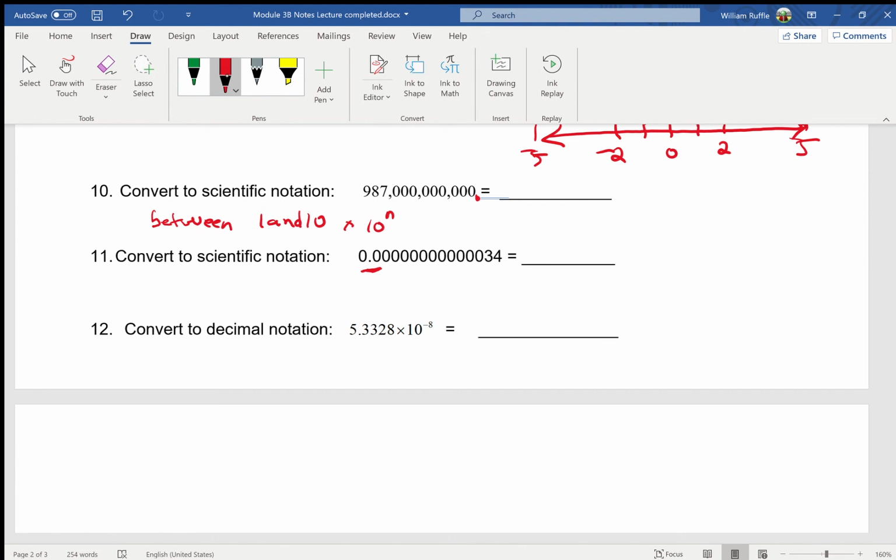So since the decimal, we need to move it between 1 and 10. Now, if I put it between the 8 and the 7, let's say I put it right there, 98.7 is clearly not between 1 and 10, so that would be the wrong spot. What I do need to do is put it right there between the 9 and the 8. So my base number is 9.87.